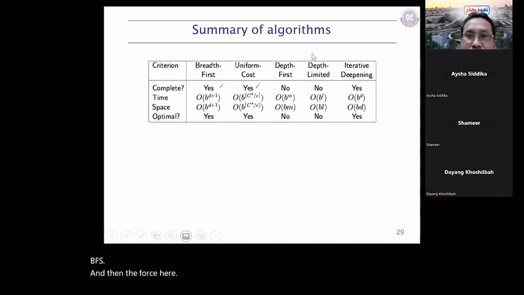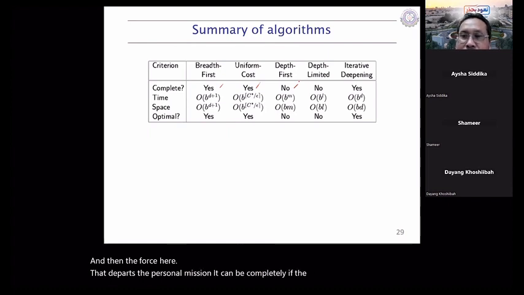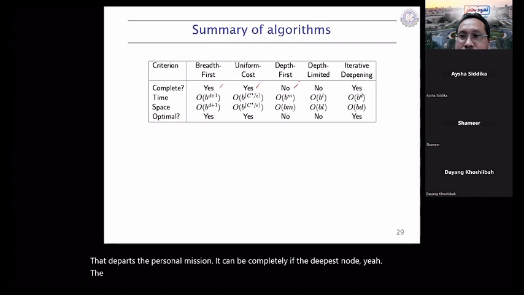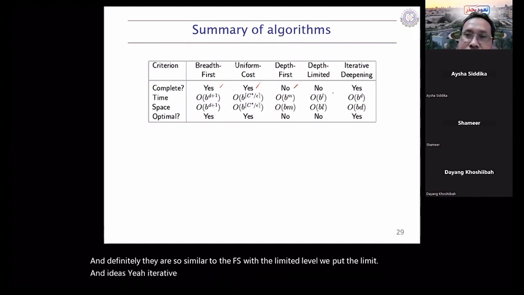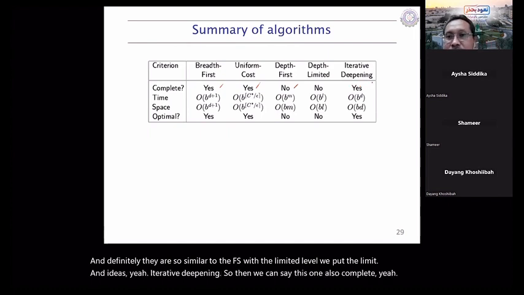depth first, no, means that it can be complete if the deepest node is finite, right? So that is the condition. And depth limited is also similar to DFS with a limited level. We put the limit. And IDS, iterative deepening, so then we can say this one is also complete.